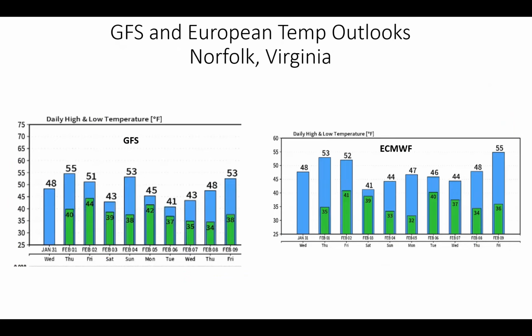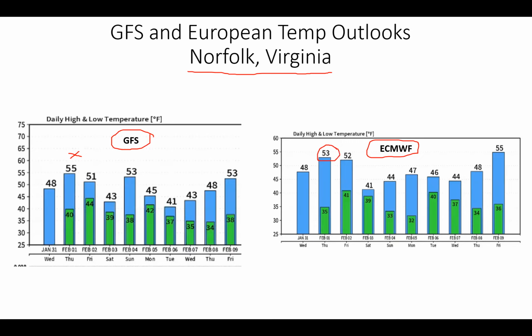All right, so now let's examine, if I just take a look here more local to the area, we're going to take a look at the GFS forecast here on the left, and we're going to compare it to the European forecast here on the right. These are 10-day temperature outlooks, including daily high and low temperatures in degrees Fahrenheit for Norfolk, Virginia. So starting with tomorrow, the 1st of February, you notice that we have a high of 55 projected for the GFS model, and a fairly close high of 53 projected here on the right by the European model.